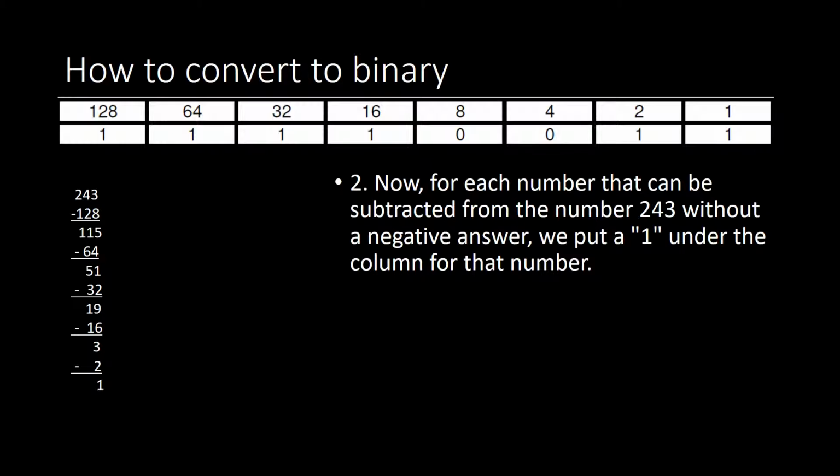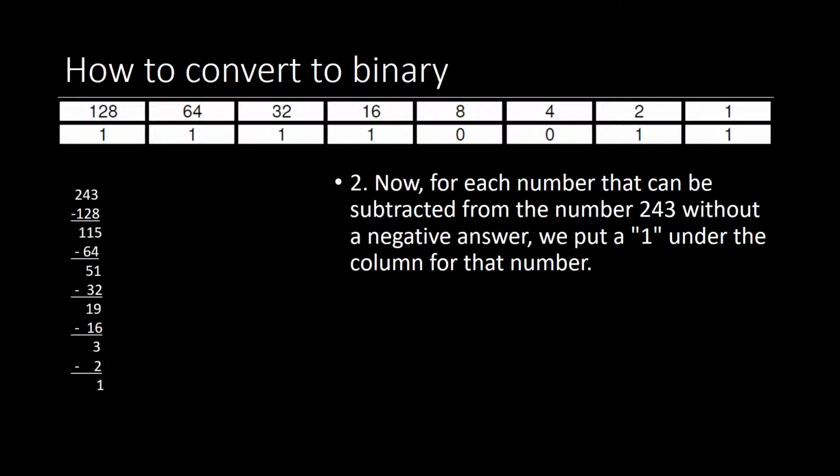The same goes for the number 16. Because our sum from the previous one was 19, we can subtract 16. We have 3 left over. It's not a negative number, so we're going to put a number 1 underneath the 16. But we only have 3 left.